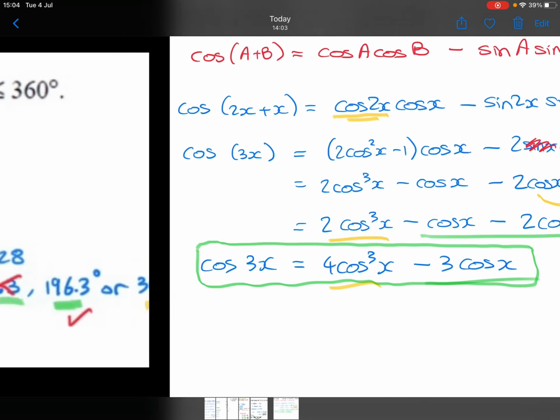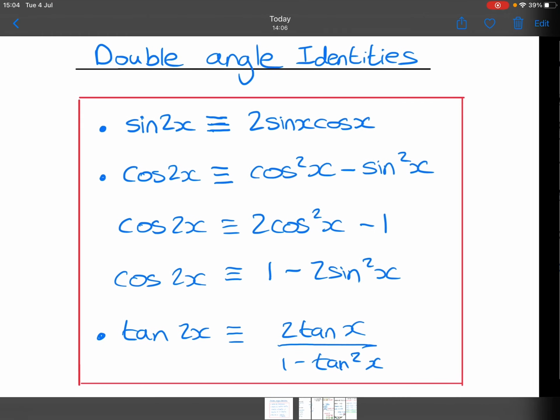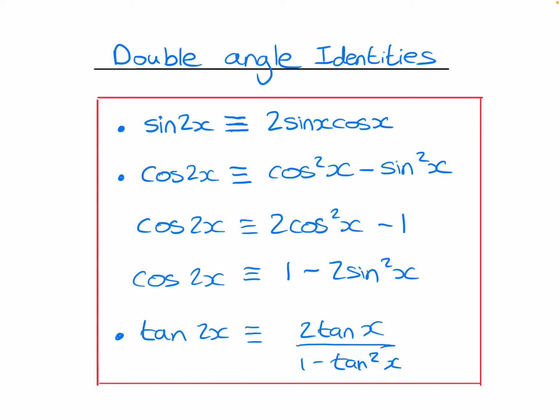So, remember these double angle formulae? How you can prove them using the formulae on the formula sheet, and then the different ways you can use them to either prove identities or solve equations.